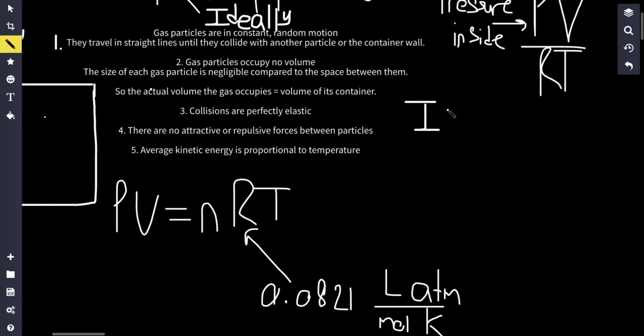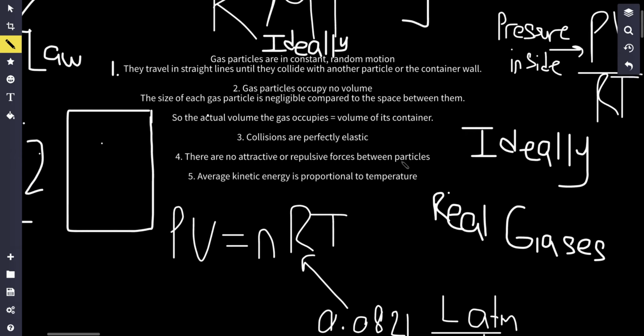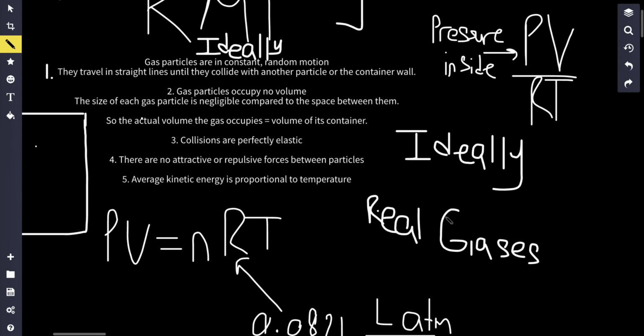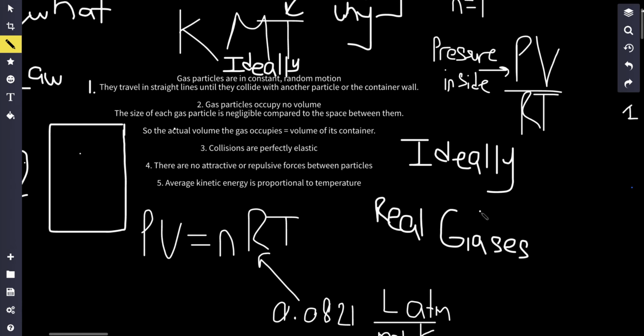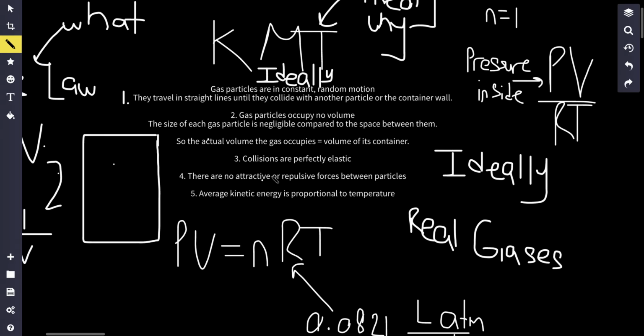All this stuff describes how gases behave ideally. But in reality, all gases in the world are known as real gases, so they're not going to have this sort of ideal gas behavior. You can get pretty close to being an ideal gas, but a real gas can never be an ideal gas. Now, let's debunk each one of these things.